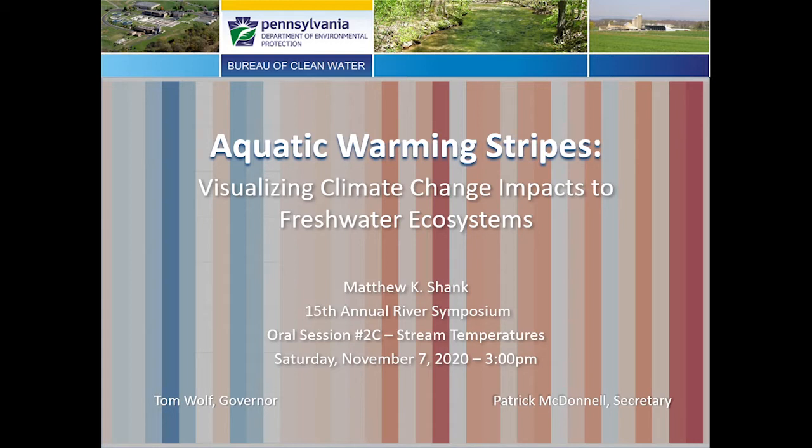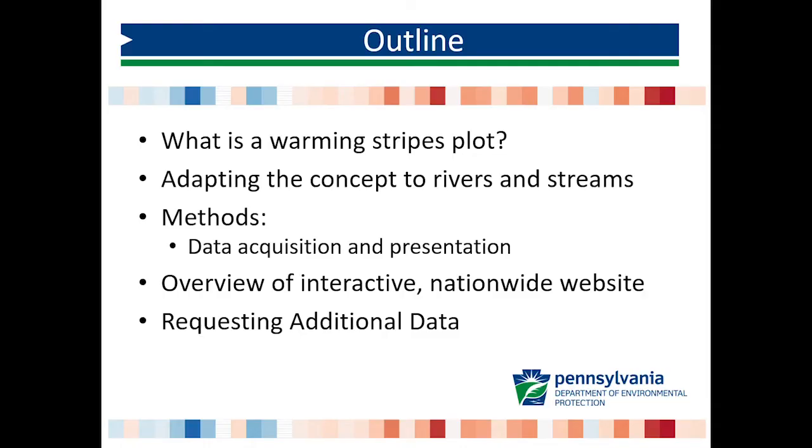I'm here today to talk to you about aquatic warming stripes and how we can use these plots to visualize climate change impacts to freshwater ecosystems. So first of all, I'm going to go over the anatomy of a warming stripes plot and how I've adapted these visualization tools, which have typically been used to show changes in air temperature data and trends in global climate, to do something similar and analogous in rivers and streams.